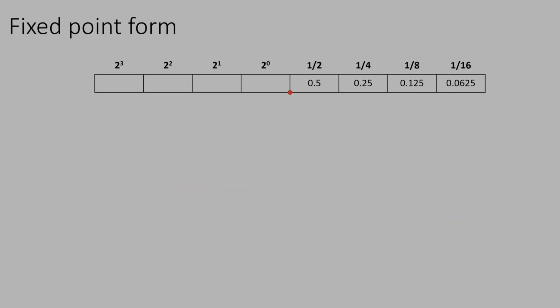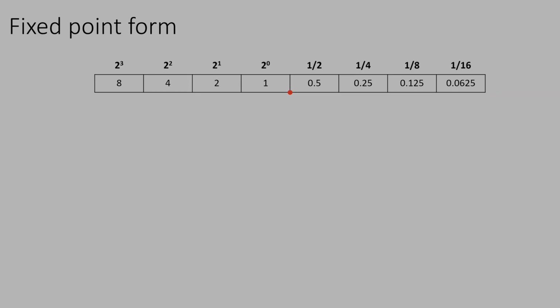Now, fixed point form, as the name suggests, has a fixed point somewhere in the binary numbers. So in this case, we have an 8-bit binary number with the fixed point in between the 4th and 5th bit. What that does is it opens up the ability to represent fractional numbers or numbers with a decimal part. So here we have 1 over 2, 1 over 4, 1 over 8, 1 over 16. That gives us access to these values. To the left, we still have our normal 1, 2, 4, 8, and so on place values.